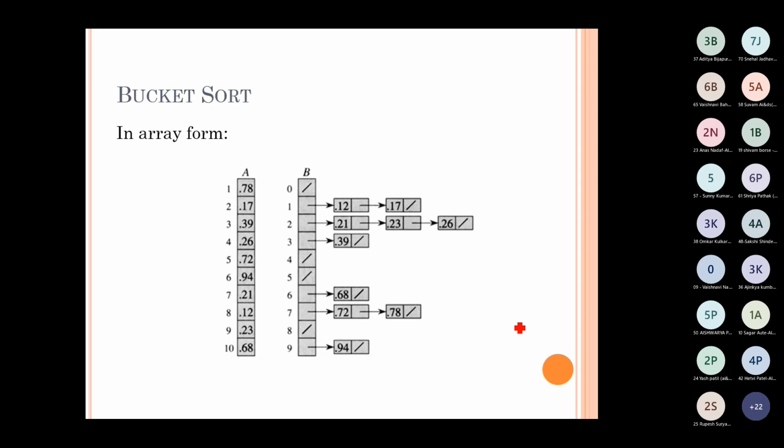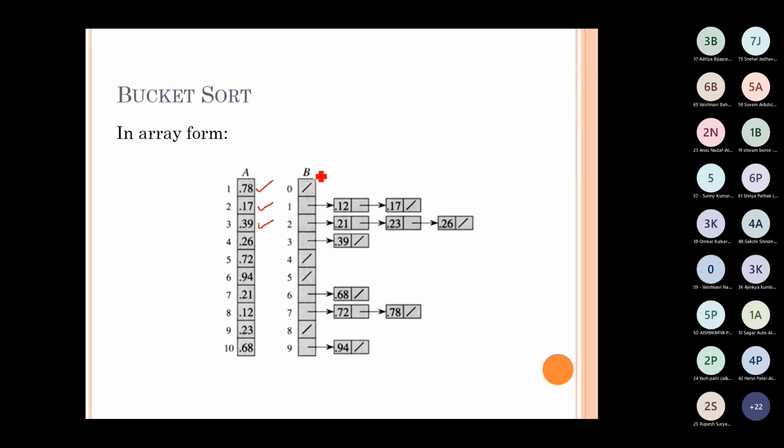Here, these are the elements which have a decimal point. So the first element of the input array is 0.78. The second element is 0.17. The third element is 0.39 and so on. Okay, so A is the input array and B is the bucket.